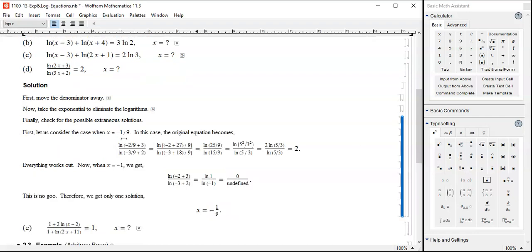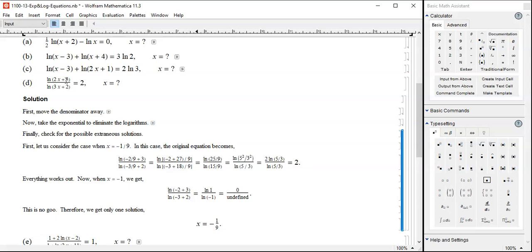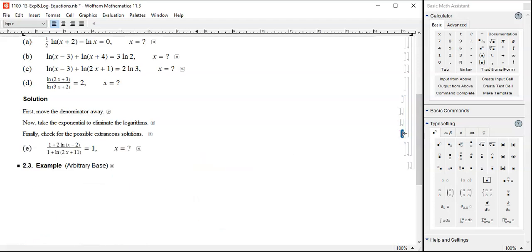Plug in -1/9, what happens? -1/9 plus -2/9 plus 3. -3/9, so -1/3 plus 2, they're both positive. And then if you calculate those out, well, they will work out okay. If you're unsure, you can always punch in the calculator and then see if you have something really close to 2. Now, if you plug in x equals to -1, that's more negative, so it's more likely to fail. Indeed, the denominator fails. -3 plus 2, that's log of -1. That's undefined. So we have only one solution, like that.